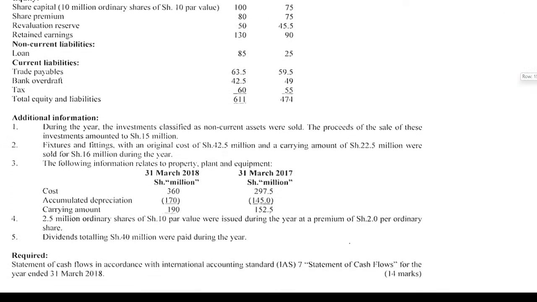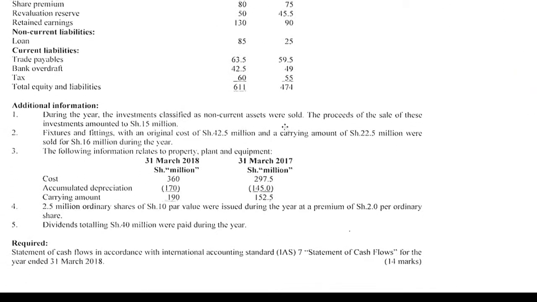And then we also have the additional information. During the year, the investment classified as a non-current asset was sold. The proceeds of sale for this investment amounted to 15 million. We have the fixtures and fittings. Their original cost was 42 million. The carrying amount of 22 million was sold for 16 million during the year.